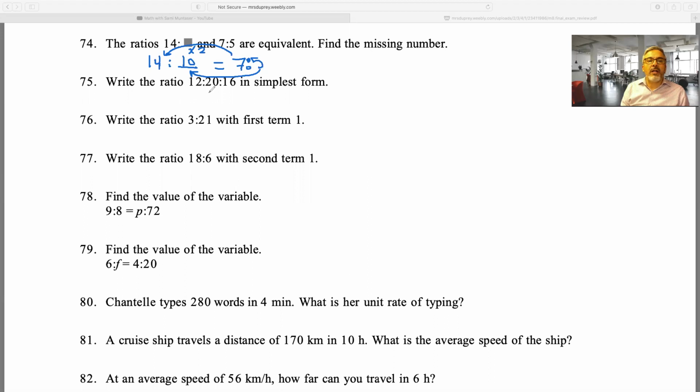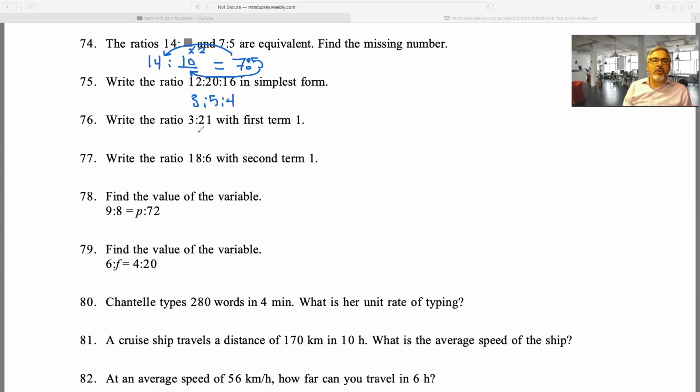Write the ratio 12 to 20 to 16 in simplest form. So you look at what number all these numbers reduce by, and it's 4. So you divide everything by 4. That gives you 3 to 5 to 4. So that's reduced to simplest form.